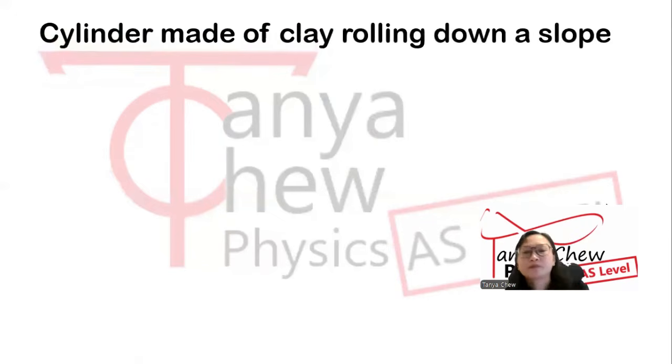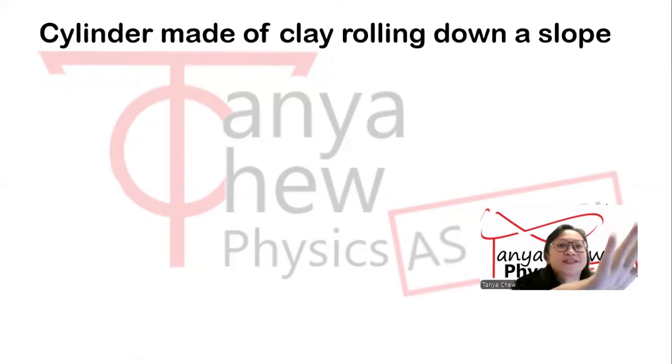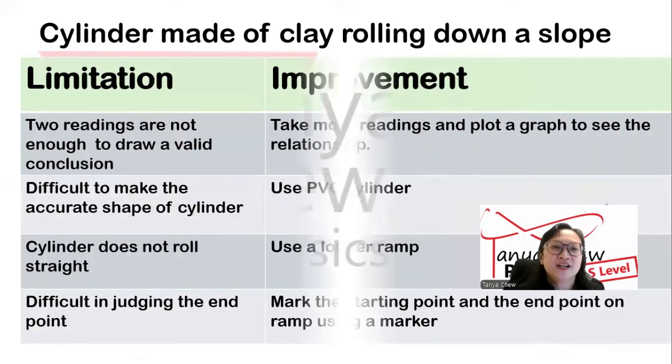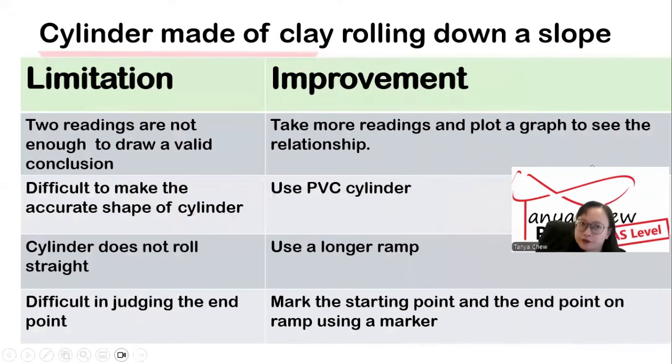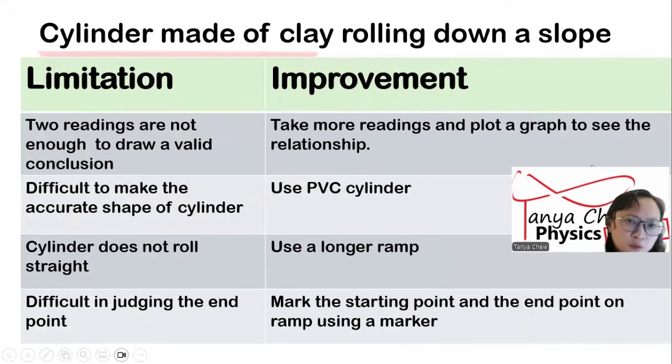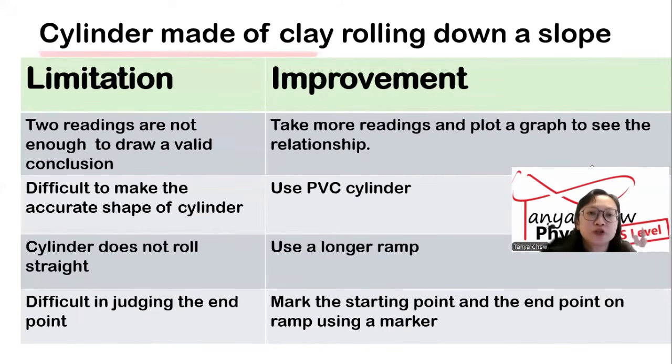The first one is about the cylinder that is made of clay. You are supposed to roll the clay into the shape of the cylinder, and you have a slope or a ramp to roll the cylinder down. So what are the limitations or the improvements that you can write? First, the general limitation, which you have to memorize: 2 readings are not enough to draw a valid conclusion. Improvement is that you take more readings, and you plot a graph to see the relationship.